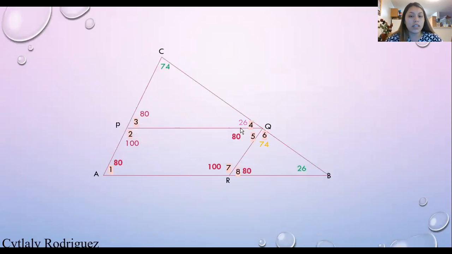Point B and point 4 are congruent to each other. But if you didn't know, you could do 174 minus 80 degrees, which would give us 26 degrees.